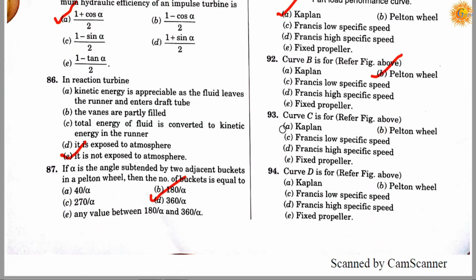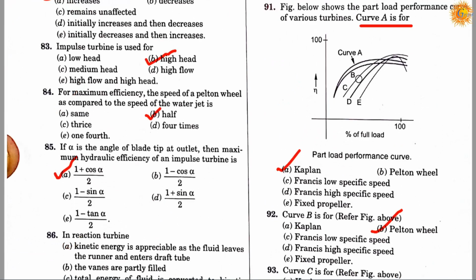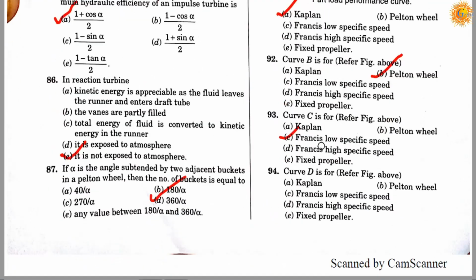Question number 93. Curve C is used for option A Kaplan, option B Pelton, option C Francis low specific speed, option D Francis high specific speed, and option E is a fixed propeller. Correct answer is C. It is used for the Francis low specific speed. It means you can see the curve C. This curve is used for Francis low specific speed.